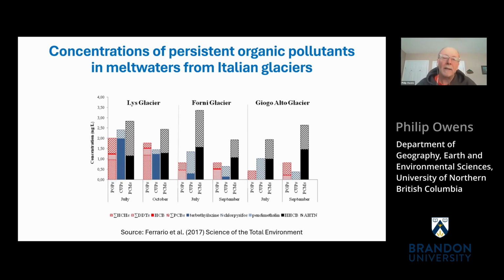DDTs are now banned, but we're still seeing those legacy effects, because they got transported with atmospheric pathways and deposited in glacial environments in the 1950s and 1960s. They then got banned, but we're now seeing them being released into the downstream environment because of retreating glaciers with climate change. We see 3 different glacial environments here in the Italian Alps, and these are water samples collected from the meltwaters. We're seeing both these contemporary and legacy persistent organic contaminants being detected in these glacial meltwater systems.